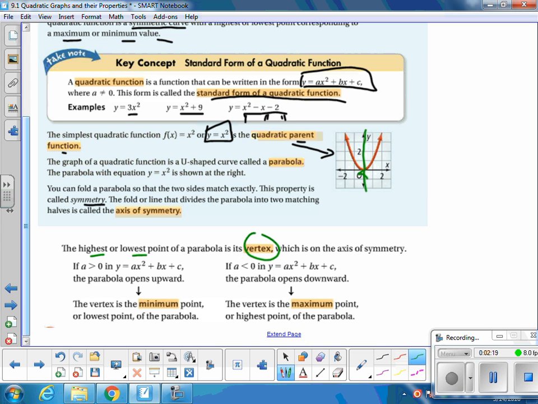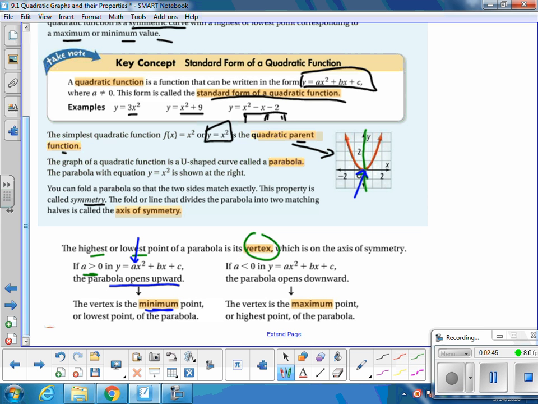Now here's a couple interesting things here. If a is greater than 0, so if we're looking at this term right here, if a is greater than 0, our parabola opens upward. And that's what we see in our sample here on the right. In that case, the vertex is the minimum point. So this vertex right here communicates the minimum point, or the lowest point of the parabola.